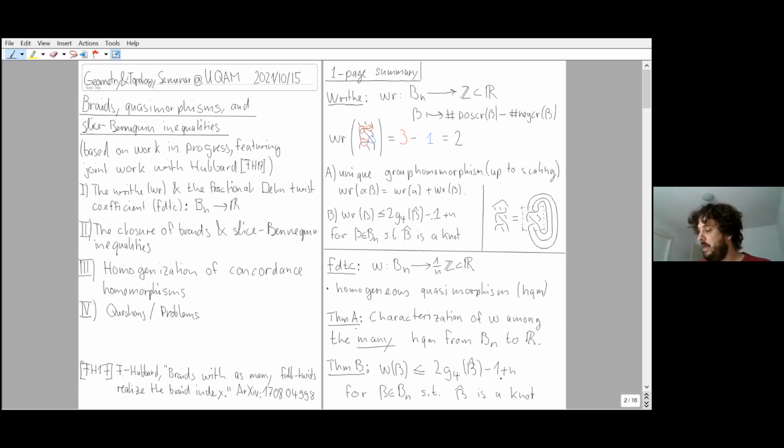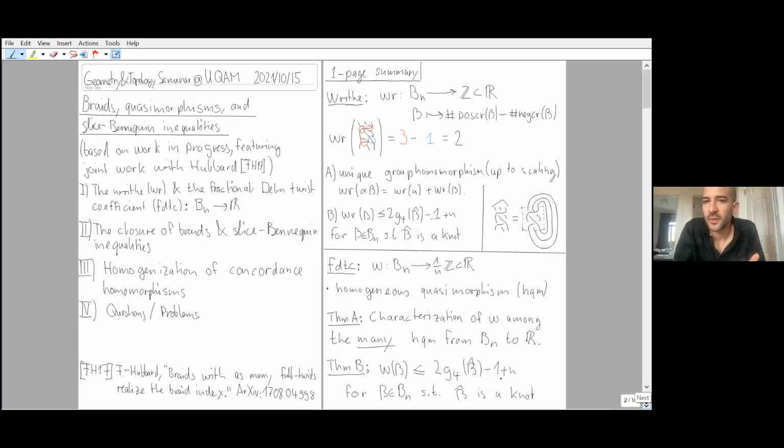But the 2 theorems I want to talk about are, first of all, I will characterize the fractional Dehn twist coefficient as the unique quasimorphism of a certain type. The details will follow. And secondly, I will establish, or tell you, that the fractional Dehn twist coefficient also satisfies such a linear equation with the 4-genus of a knot. But details will follow. And please interrupt me if you have questions.